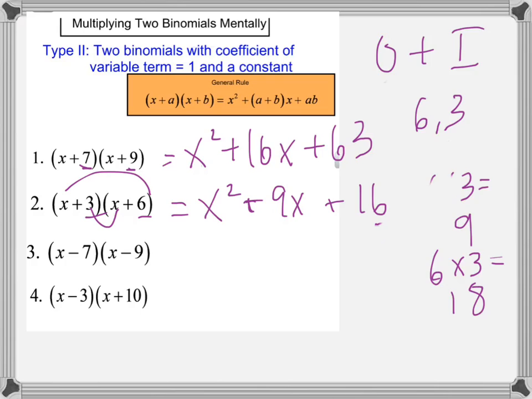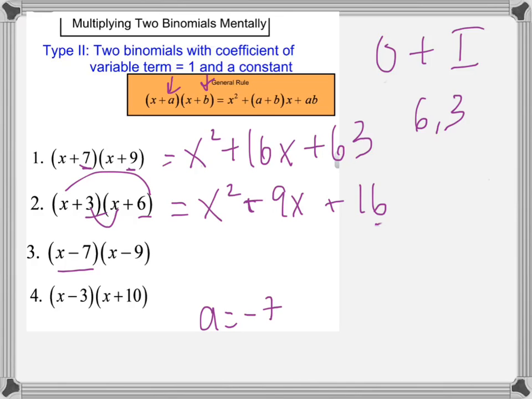Okay, so let's figure it out for the next one. Now this is a little trickier because there's subtraction here. So you remember, in this situation, the a in this general rule you want to think of as negative 7, and you want to think of b as negative 9.